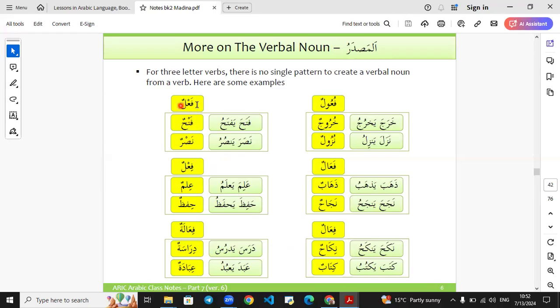Okay. In other instances, we can see fa'lun. Fataha, yaftahu, fathun. This is the pattern. Nasara, yansuru, nasrun, victory. Alima, ya'lamu, ilm, knowledge. It's an ism. Hafidha, yahfadhu, hifdh, preservation. Okay. Fi'alatun. So you see fi'alatun is also another pattern. Darasa, yadrusu, dirasatun. This is masdar. Abada, ya'budu, worship, is worshipping. Ibadah. Okay. So these are some of the examples.